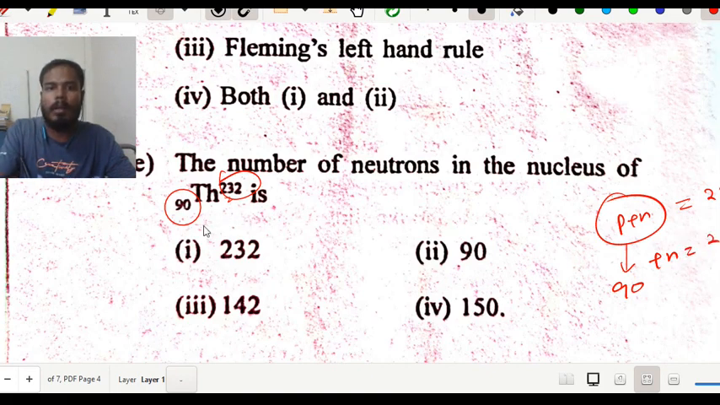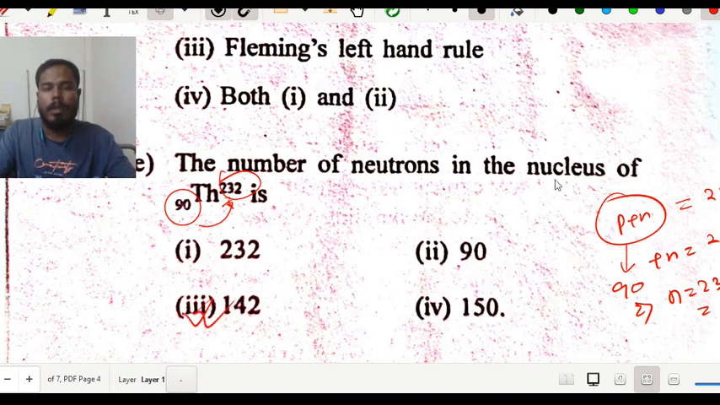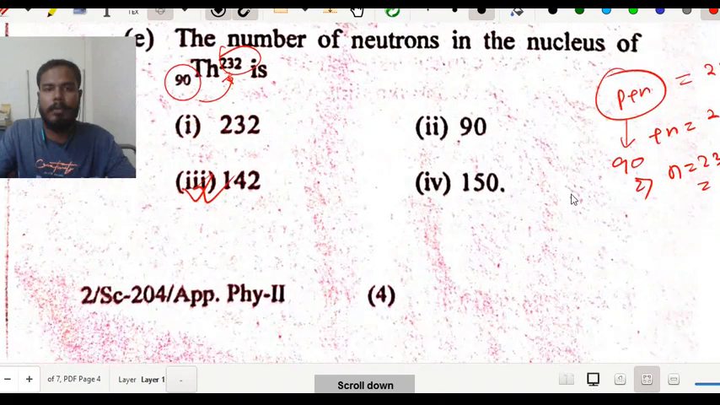If out of 232, 90 are protons, then how many neutrons will there be? Just subtract this, so neutron will be 232 minus 90. The final answer will be 142. Okay, 142. With this I am going to complete the video.